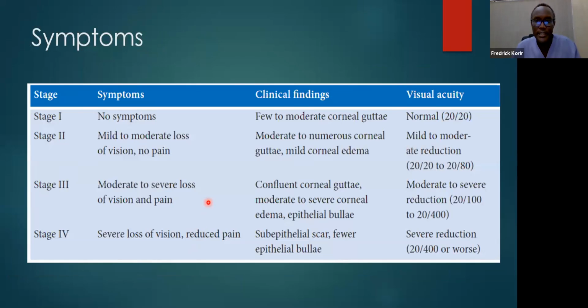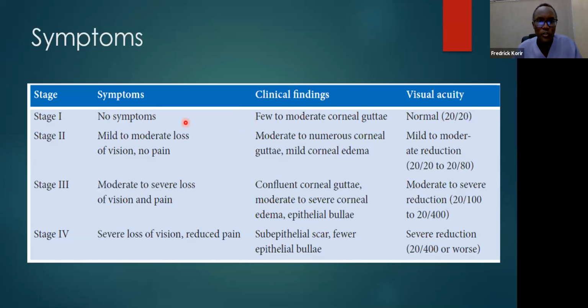So it depends on the stage that they are in. In stage 1, they have no symptoms. These are patients who just have those guttae, which are small black dots that you see on the cornea, the collagen laid down by these abnormal endothelial cells. You see them as little dots, and in retroillumination, you see a beaten-copper appearance.